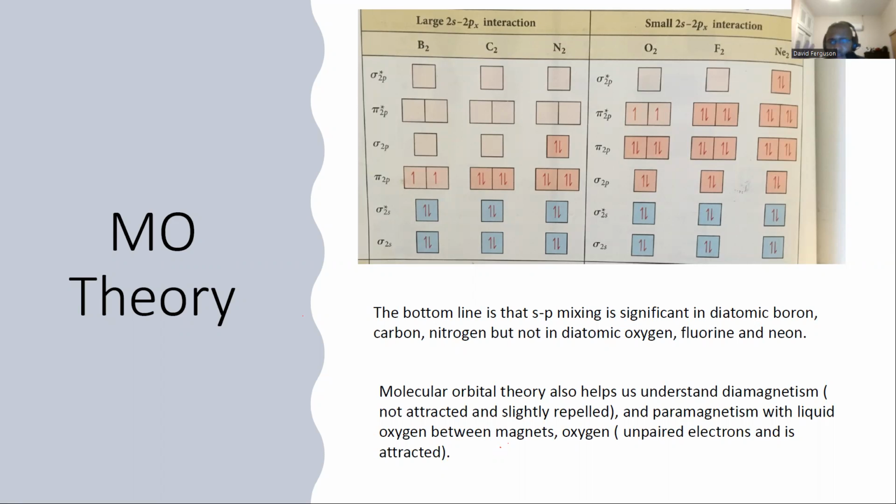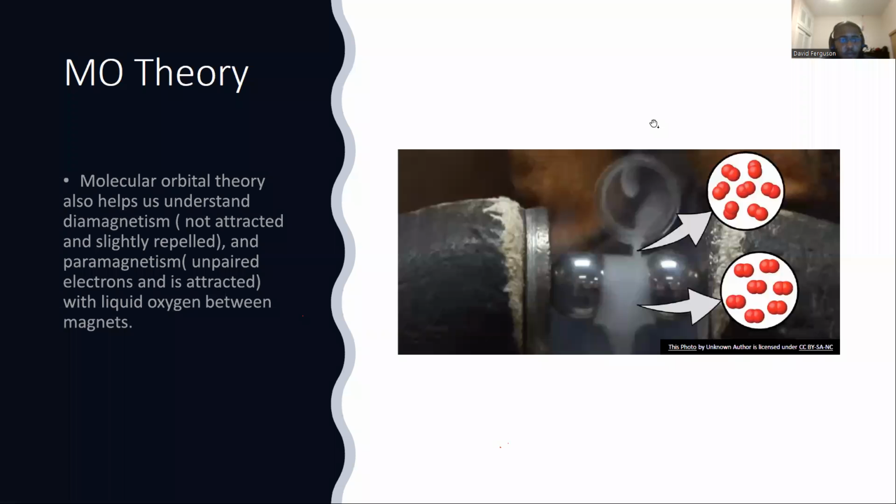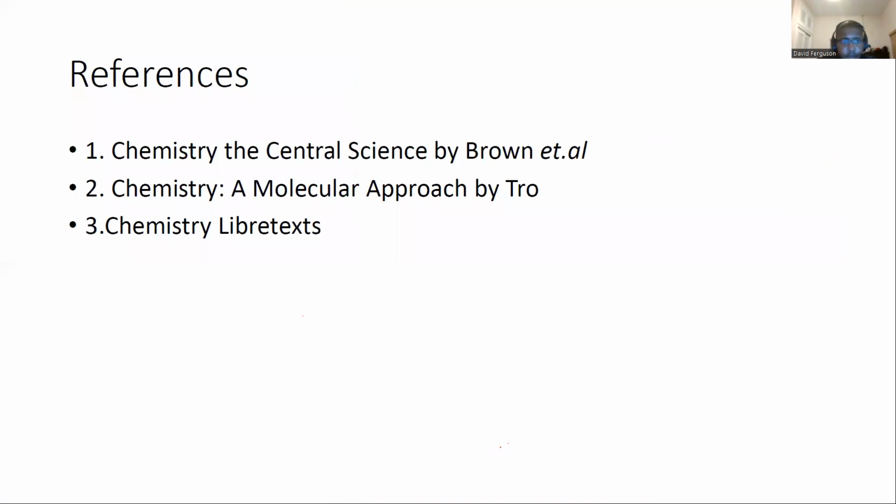So MO theory, let's continue. MO theory helps us understand diamagnetism, in which you have paired electrons, or paramagnetism, in which you have unpaired electrons. And you can see an example of this with supercooled oxygen being held up between two magnets. So those are our references, and that's where we're going to end off our discussion today.